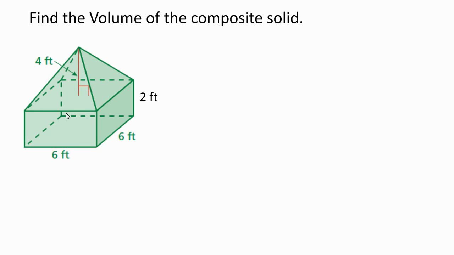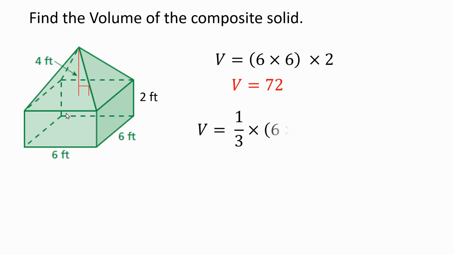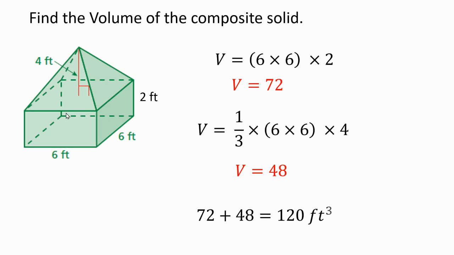All right, we've got a rectangular prism again. This one would be 6 times 6 times 2, which ends up being 72. And then the other one's going to be 1/3 times 6 times 6 times 4. The height is 4. That gives us 48. So now we just add the 72 plus the 48. We'll get 120 feet cubed.